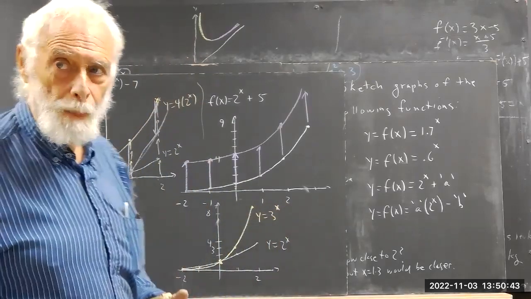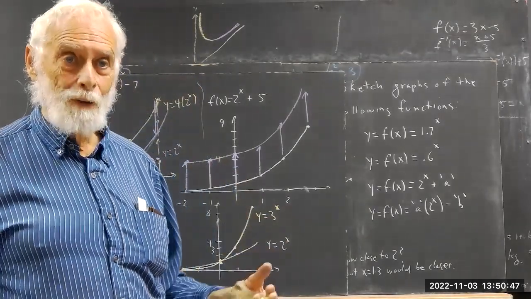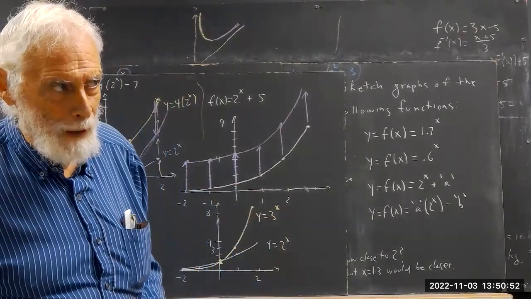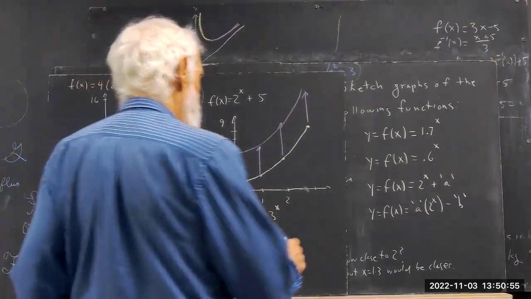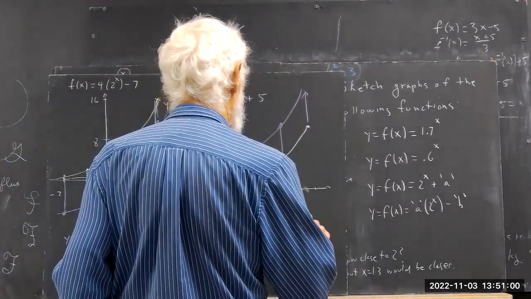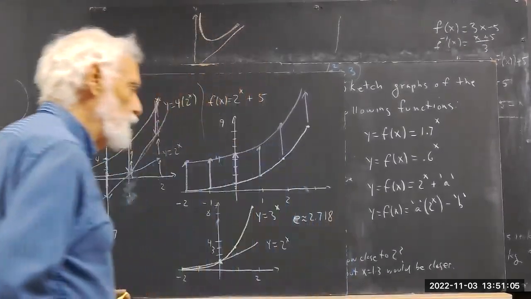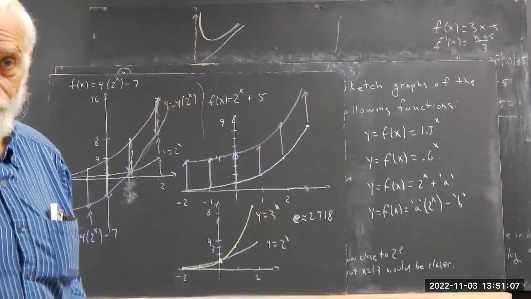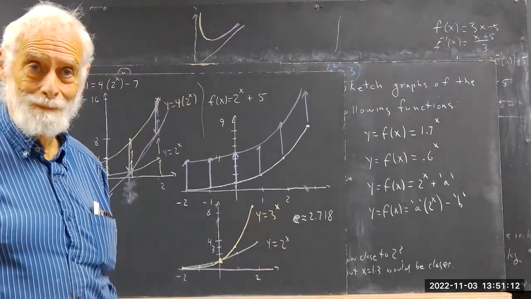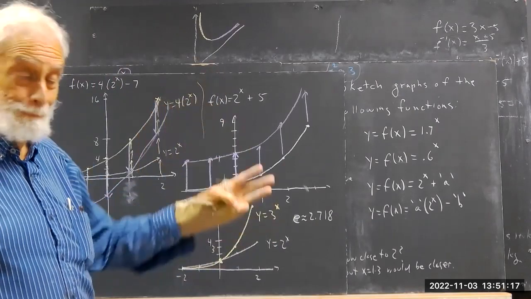Now, e is a number, and I'll probably talk next time about what e has to do with exponential functions. Most important number in mathematics by most estimations. Approximately 2.718. Now, is e closer to 2 or 3? Tell me, which one's it closer to? It's closer to 3.